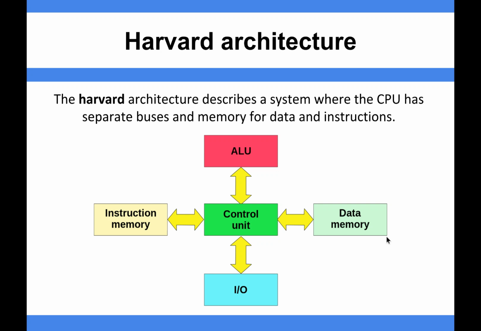So the Harvard architecture, you need to make sure you've watched the von Neumann architecture video first. The Harvard architecture is a different approach where, when you've got your CPU, instead of having one set of memory that holds both data and instructions like von Neumann, you've got two separate memory locations: on one side you've got your data memory and on one side you've got your instruction memory.